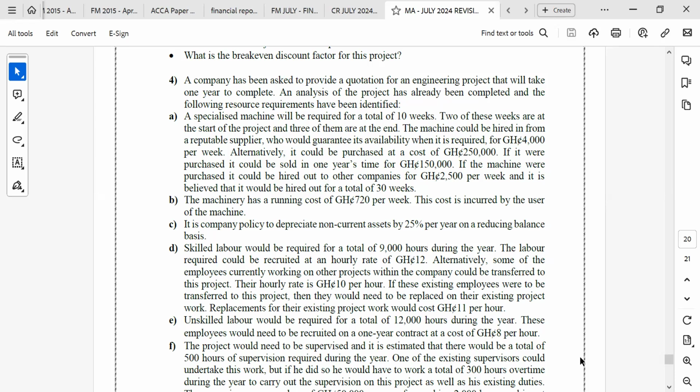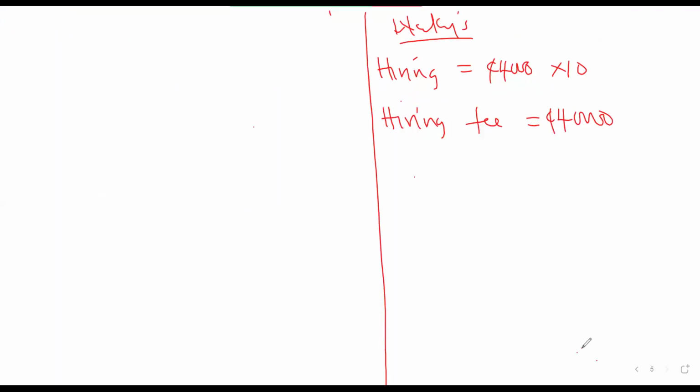We are doing the project for a year. And in a year, how many weeks do we have? 52. Okay. And the machine will be used for only 10 weeks, isn't it? Yes. So it means that we can actually hire out for 30 weeks and still use the machine for 10 weeks on our project. That means that we can get the 40 weeks from the year.